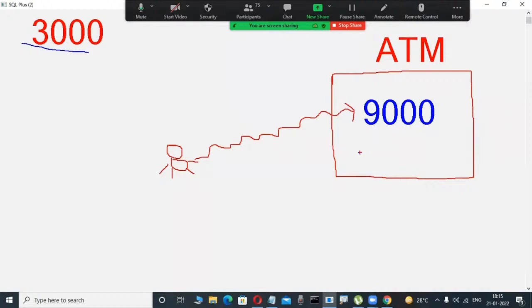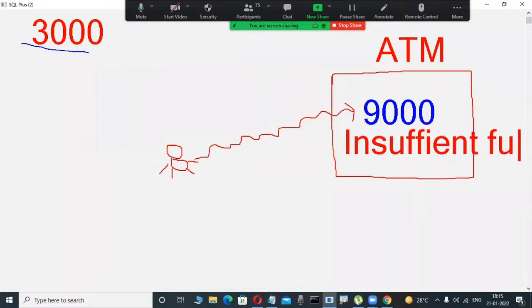In this case, it will give a message. You observe on your ATM machines, maybe some message is displayed, such as insufficient funds. Why? Because here your balance is low, 3,000, but you are trying to withdraw more than 3,000, that is 9,000, 8,000, 7,000, like that. How is it possible? In that case only, an insufficient funds message will be displayed. But how is this message possible?